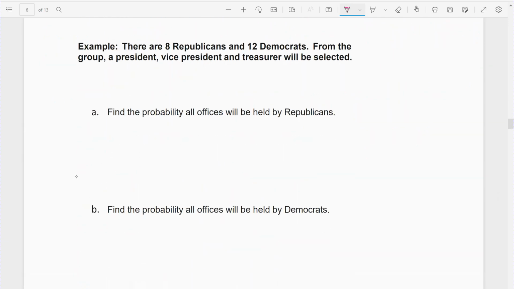All right, next example. There are 8 Republicans and 12 Democrats. To form a group, we're going to pick from 8 Republicans and 12 Democrats a group with a president, a vice president, and a treasurer. Since there's a rank, order matters, so this is a permutation. We had a total of 8 plus 12, so 20 people total, and we're going to pick 3: a president, a vice president, and a treasurer.